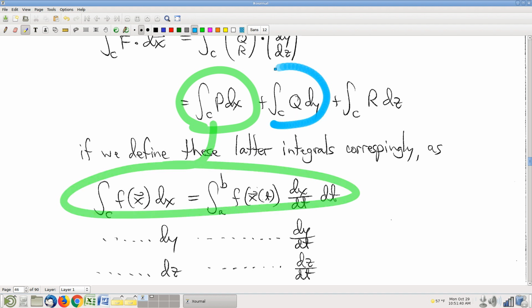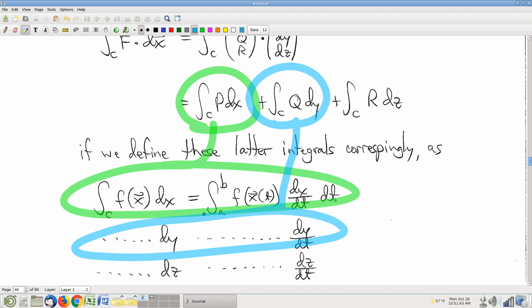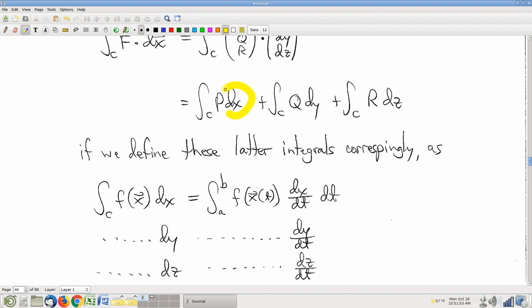And then analogously for these. In other words, they mean exactly what you would think they mean. dx just means dx/dt dt. Everybody okay with that? Okay.